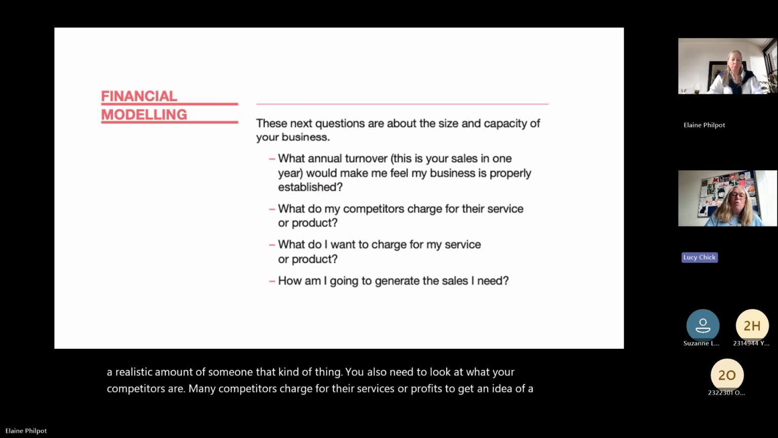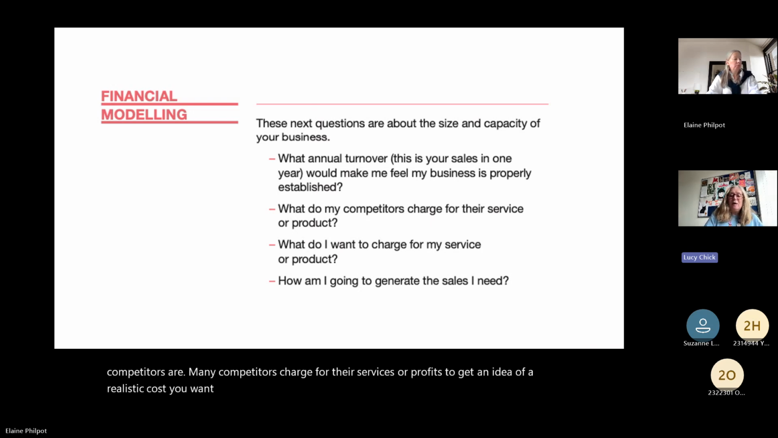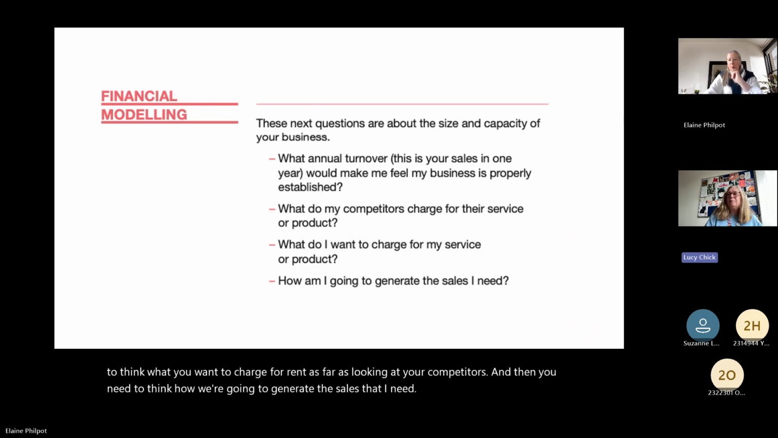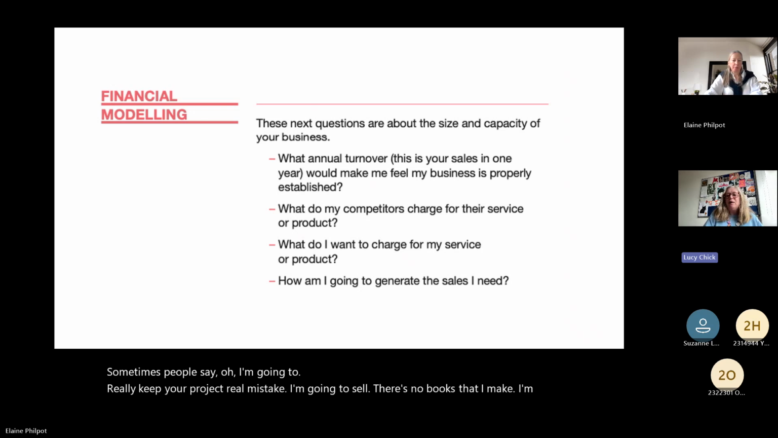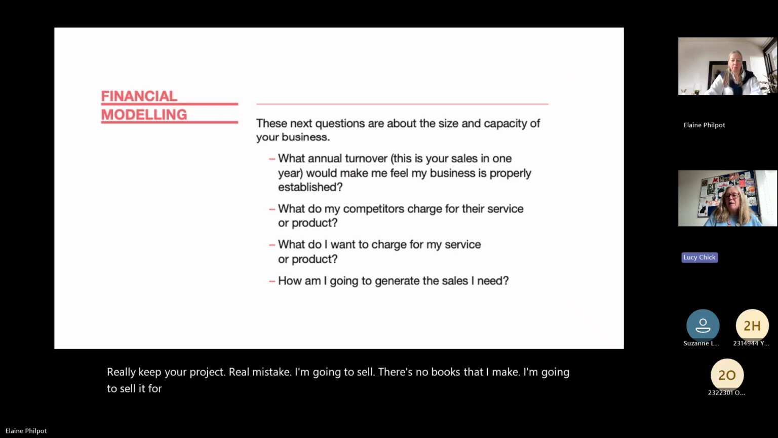You want to think, what do I want to charge for it, as well as looking at your competitors. And then you need to think, how am I going to generate the sales that I need? So sometimes people say, oh, I want to keep my product really realistic, and I'm only going to sell these notebooks that I make. I'm going to sell them for £10. And you might think, well, that's very reasonable. I get lots of customers because my notebook's only £10. But actually, you've got to sell a lot of those notebooks to pay your wages.